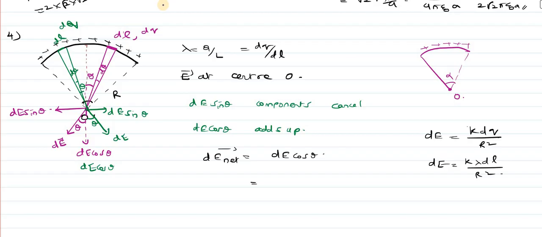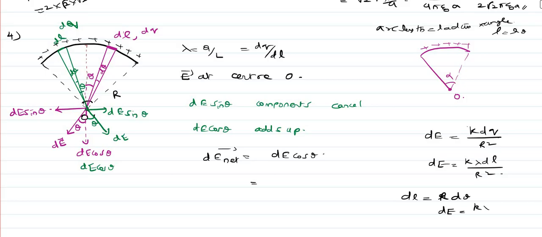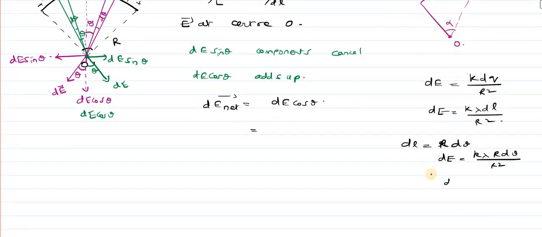What is dl? Arc length is radius into theta, correct? This formula you people remember, no? Arc length formula is what? L equal to r theta, right? So radius into angle subtended at the center. So using that, dE will be equal to k lambda r into d theta by r square. Any doubt? Stop me. So dE will be equal to, r cancels, k lambda by r into d theta.